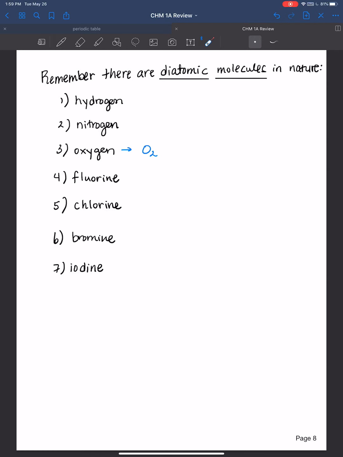So just make sure that you review the 7 diatomic molecules in nature, and those are hydrogen, nitrogen, oxygen, fluorine, chlorine, bromine, and iodine.